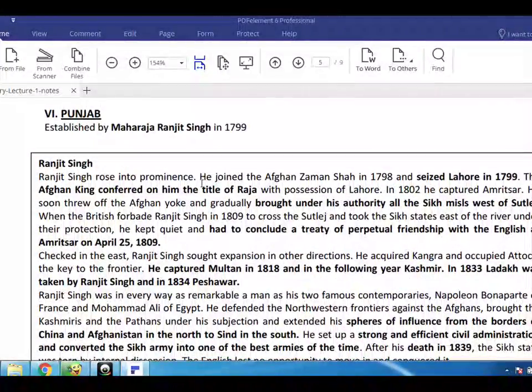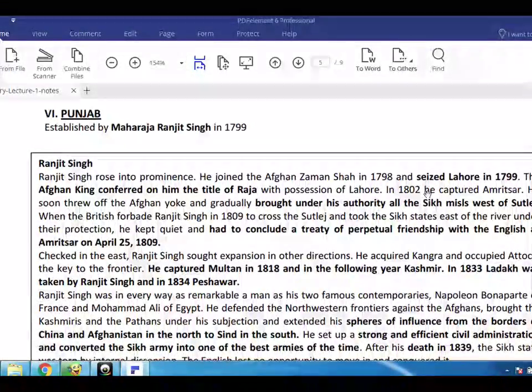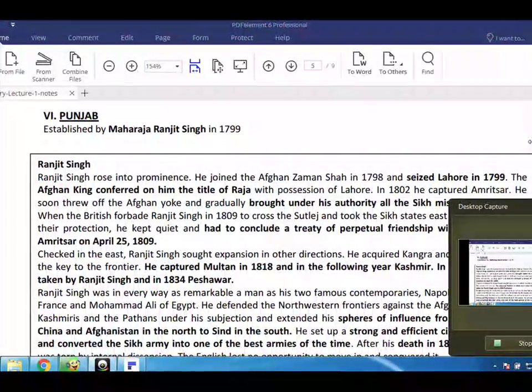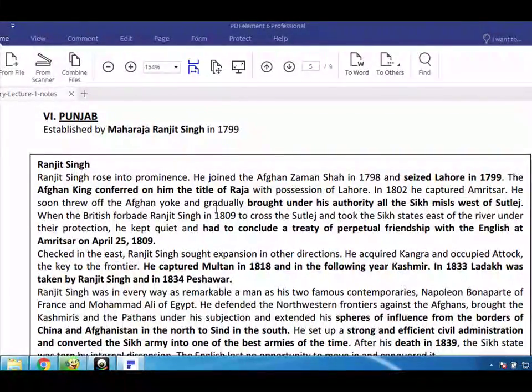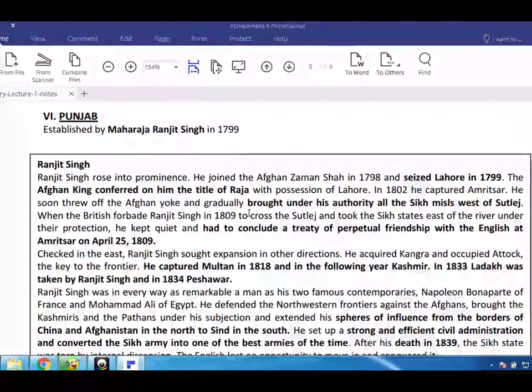Ranjit Singh rose into prominence. He joined the Afghan Hemant Shah in 1798 and seized Lahore in 1799. The Afghan king conferred on him the title of Raja with possession of Lahore. In 1802 he captured Amritsar. He soon threw off the Afghan yoke and gradually brought under his authority all the Sikh misls west of Sutlej.